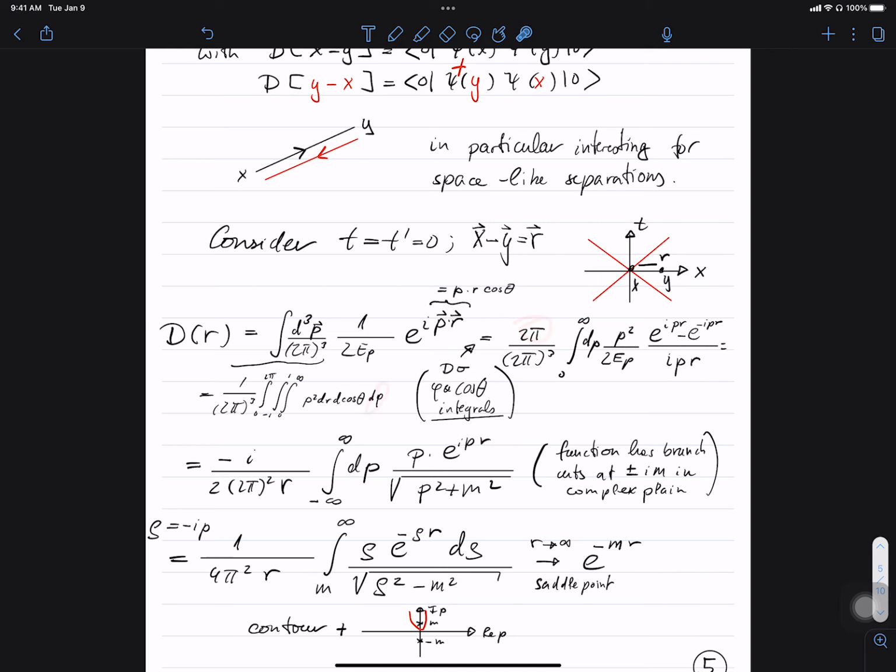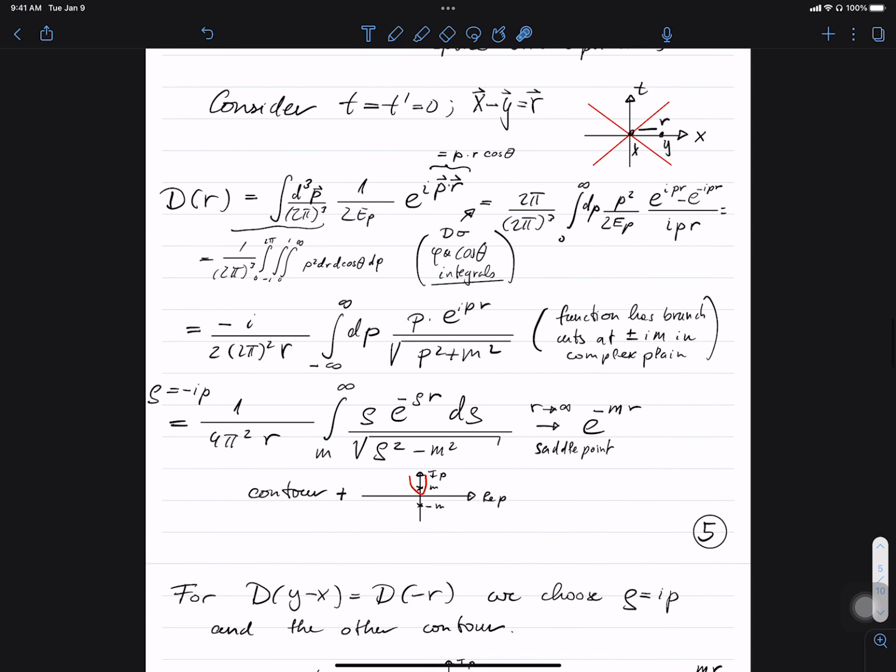This gives us 2 pi. The integral over cos theta gives us two terms, like this, e to the ipr and e to the negative ipr. Since we integrate from minus 1 to 1, we get two contributions: one evaluated at 1 and one evaluated at minus 1. And now we just have to evaluate this p integral.